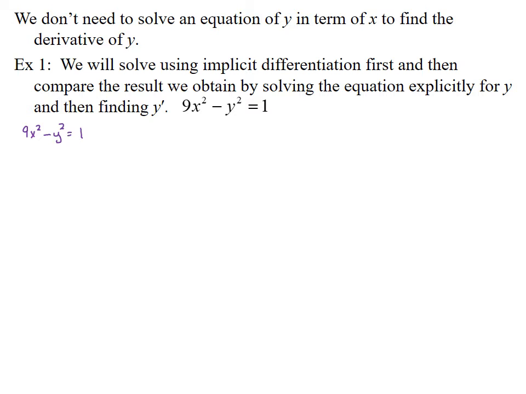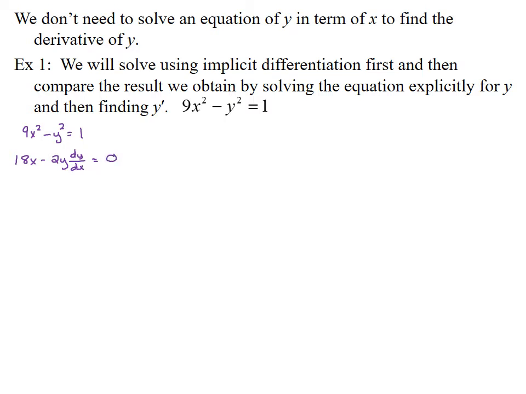Now there's a trick, and I'm going to get to that in a second. The derivative of 9x squared is 18x. The derivative of negative y squared is negative 2y. And stop. This is where it's different. Anytime you take the derivative of a y term, you have to add an implicit step, which is called dy/dx. So you just stick it onto every y derivative you take. This is equal to the derivative of 1, which is 0.